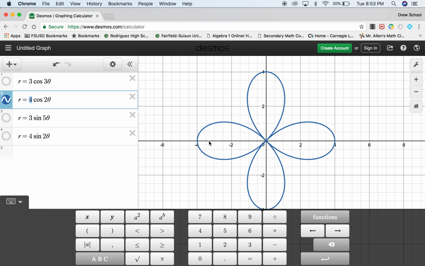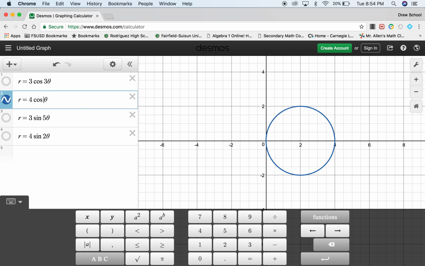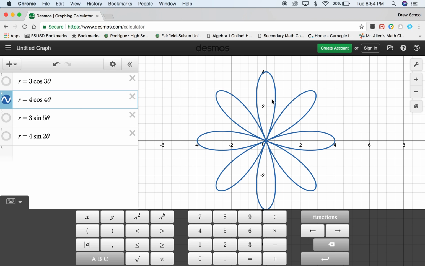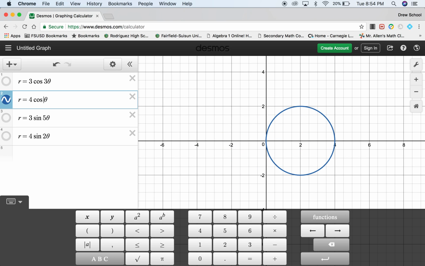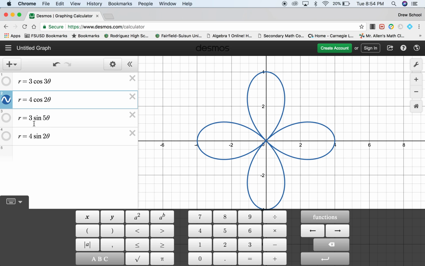So again, we have an even n value, which means it's symmetrical over the y-axis, x-axis, and the origin. Since n is even, we have twice as many petals. So 2 times 2 is 4. And our a value is 4. You can see if I change this to be 4, we'd have 1, 2, 3, 4, 5, 6, 7, 8 petals. So if we have an even n, it's double the petals.